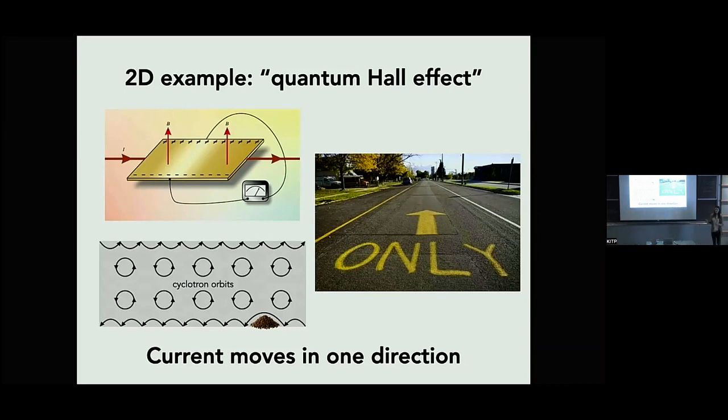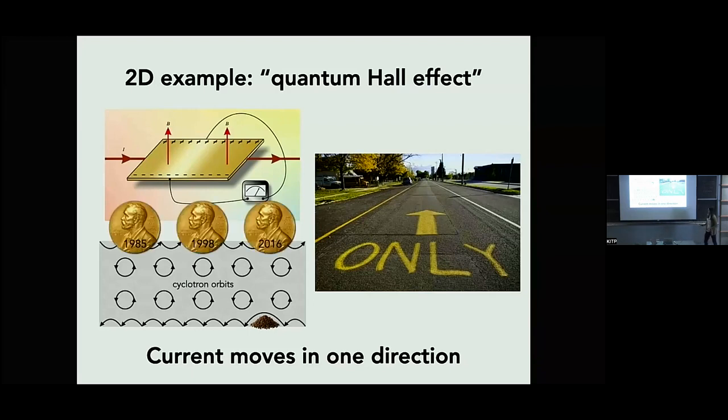Okay, so this is one example, but the magnetic field is playing a very important role, because if you ask yourself, how do the electrons know which way to go? Well, that's because of the magnetic field. It picked a direction.